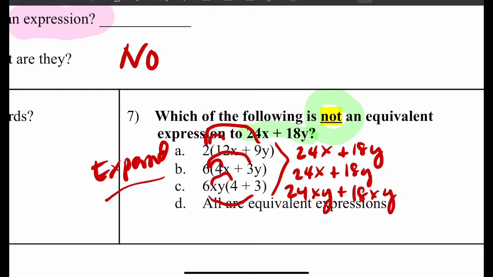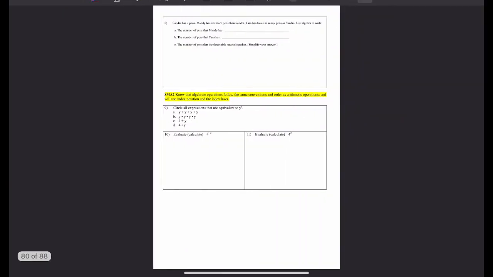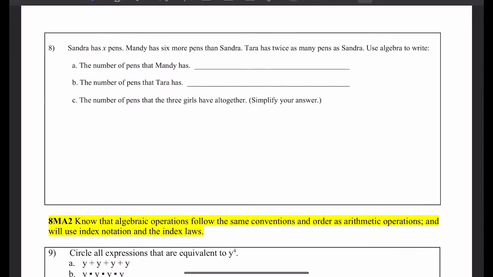So now look at this. Which are equivalent, meaning the same? It is these two. Okay? So A and C are equivalent. So what is not equivalent, it is C. So remember that. You can expand everything. That was in your revision sheet. Okay? So let's go to question number 8.